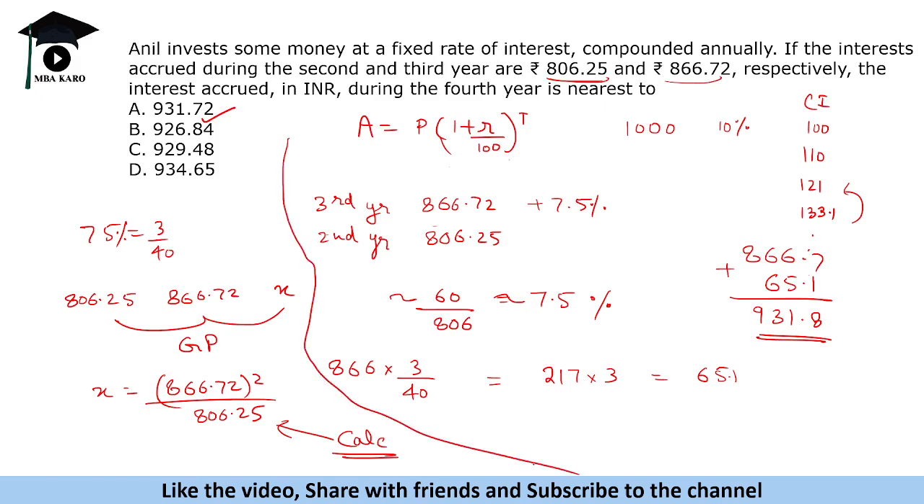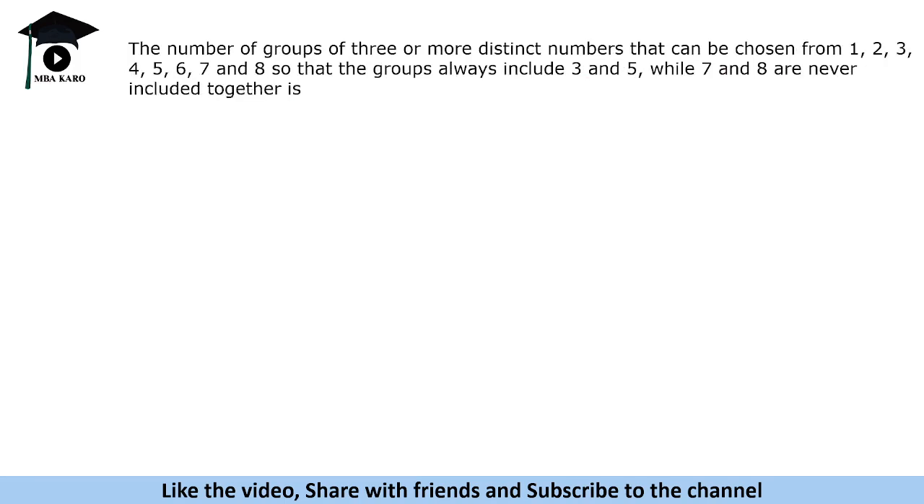Either you use the calculator to answer this question, since calculator is available in CAT. And the second approach would have been very rough calculations. I calculated that it is roughly 7.5%, and I calculated 7.5% of it, which turned out to be 65.1. So I added that value and I got 931.8, which is pretty close to the actual value. So that is the answer to this question. Let's see the next question.